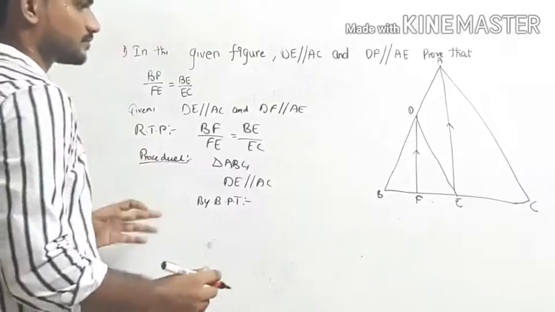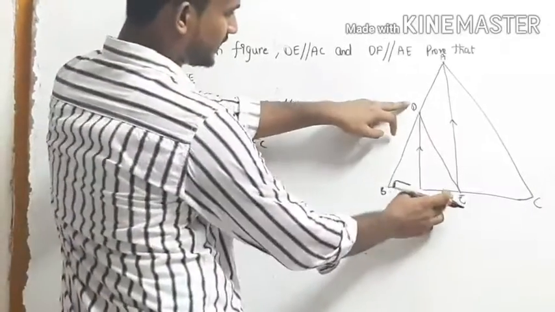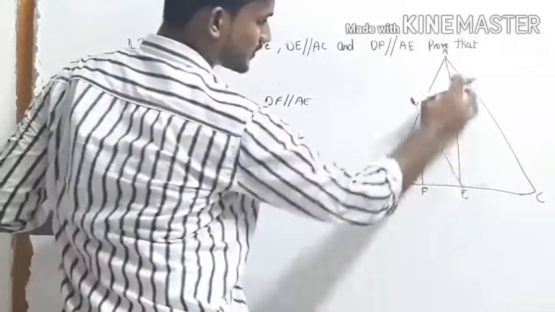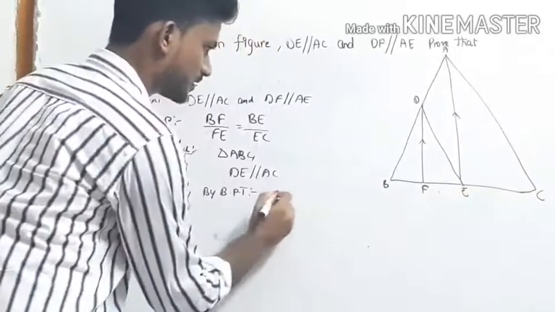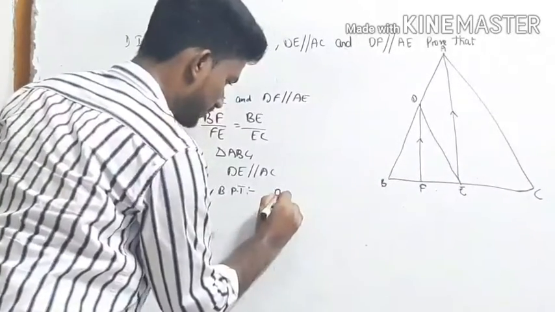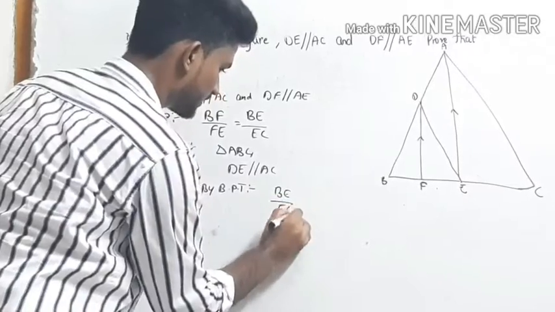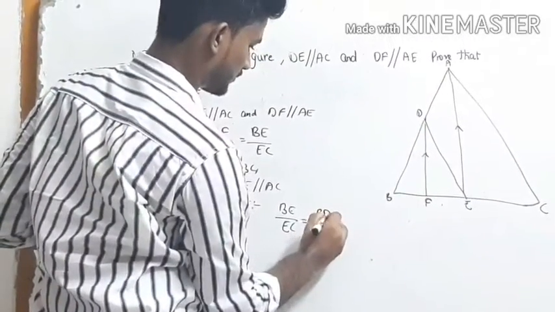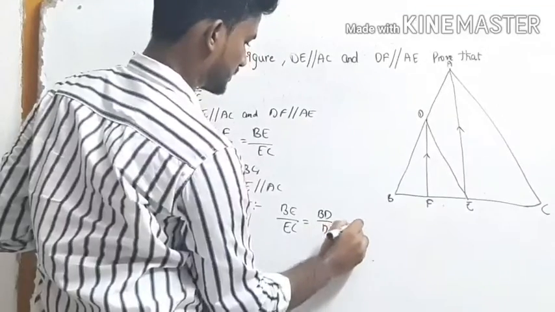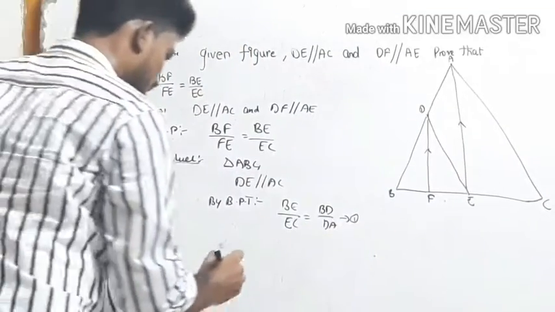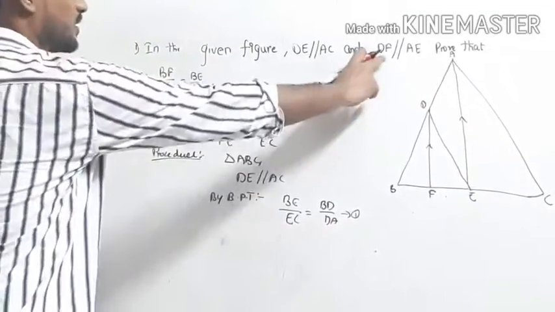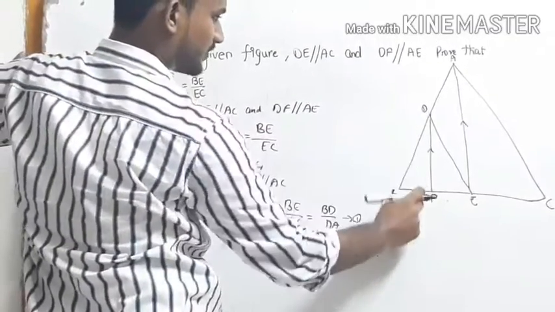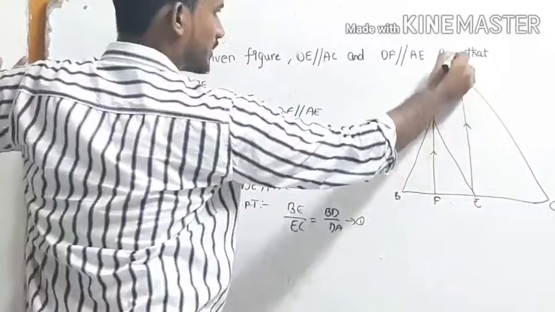we can write, DE is parallel to AC, with this side and this side, BE by EC equals BD by DA. This is the first equation. From triangle, next, DF is parallel to AE.